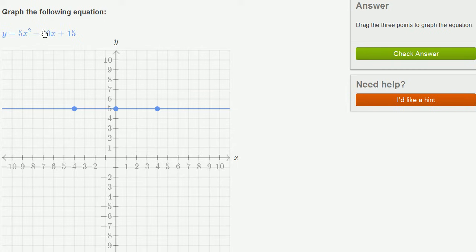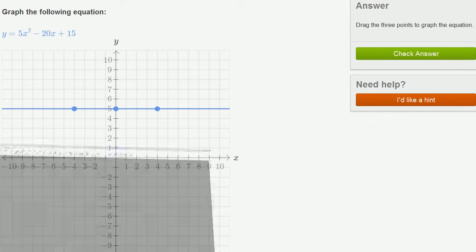We're asked to graph the following equation. y equals 5x squared minus 20x plus 15. So let me get my little scratch pad out. So it's y is equal to 5x squared minus 20x plus 15. Now there's many ways to graph this.